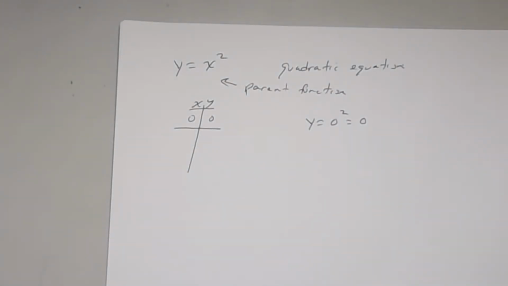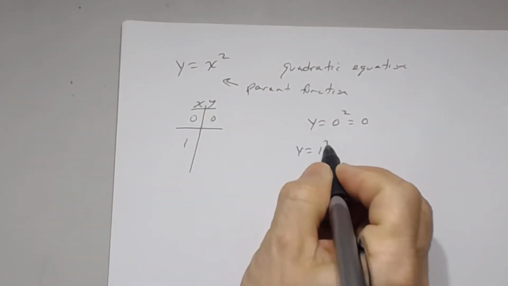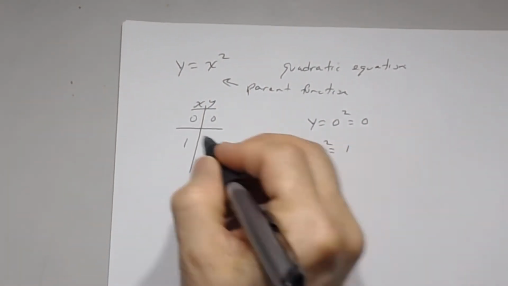All right, then I'm going to let x be 1. If x is 1, I get y equals 1 squared, which is 1.